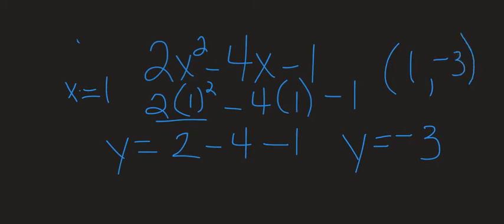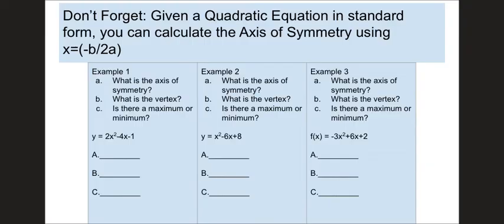Then remember that our maximum or minimum is going to tell us whether that vertex is at the very bottom of the parabola or at the very top of the parabola. This is determined by the sign of our a value, which is 2 in this case. So it's positive, which means that this is a minimum. So I'm going to move on to the next slide and give you the answers.